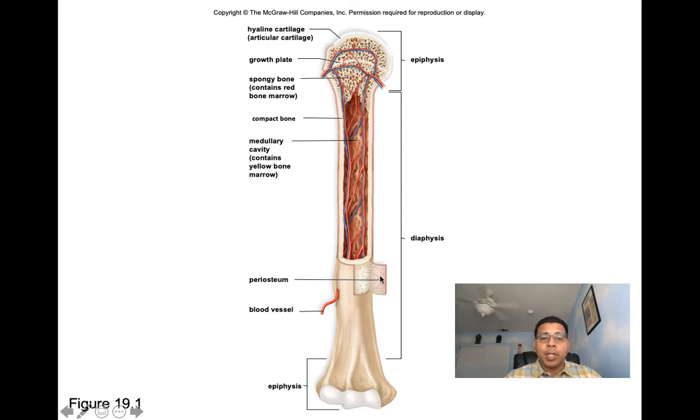And then here we can appreciate the periosteum. The periosteum has been removed from the bone surface, so you can appreciate the periosteum itself. And then you can see how these openings on the periosteum are going to allow blood vessels to make their way in and service the bone.